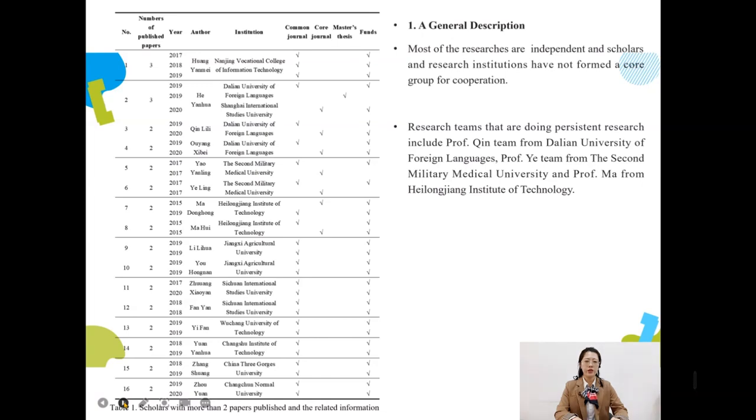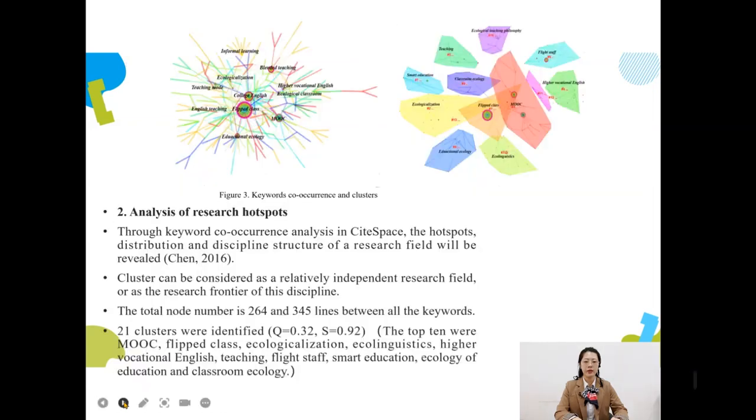In this study, the total node number is 264, and there are 345 lines between all the keywords. Another essential indicator of keyword co-occurrence is centrality. Nodes that can act as a bridge between two or more nodes have high betweenness and occupy a pivotal position in the research of this field.